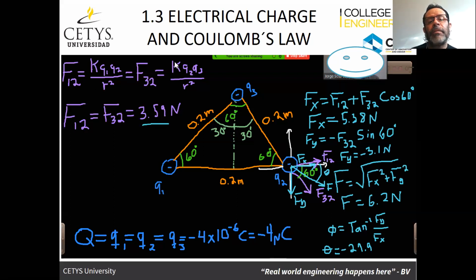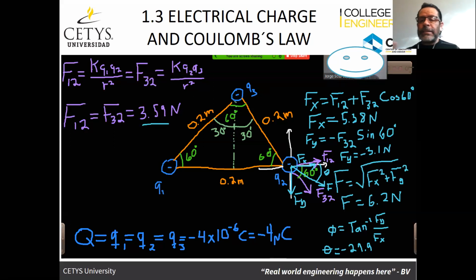And F12 is going to be given by K Q1 Q2 divided by R squared. And then with Q3, it's the same situation. Q3 is negative also, so there's going to be a repulsion force, but it is going to go along the line that joins Q2 and Q3, so there's going to be a force going downwards. That force is going to have a 60-degree angle, and that's called force 3-2. That's K Q2 Q3 divided by R squared.